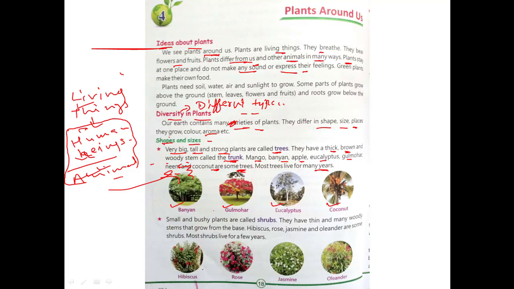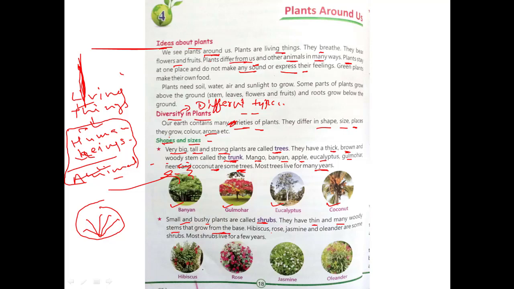Okay, let us move to the next type of plant. Okay, this is a small and bushy plant, and they are called shrubs. Okay, and they have thin and many woody stems. But in a tree we have a single thick and long stem, but in shrubs we have bushy stems. Okay, and the stems grow from the base of the plant.